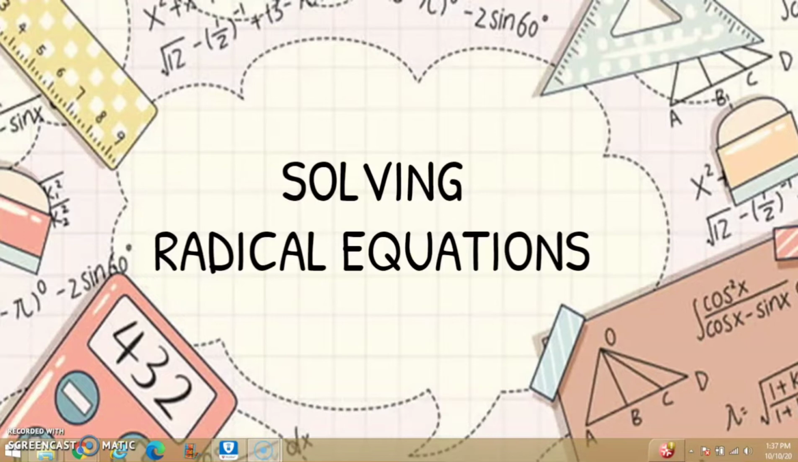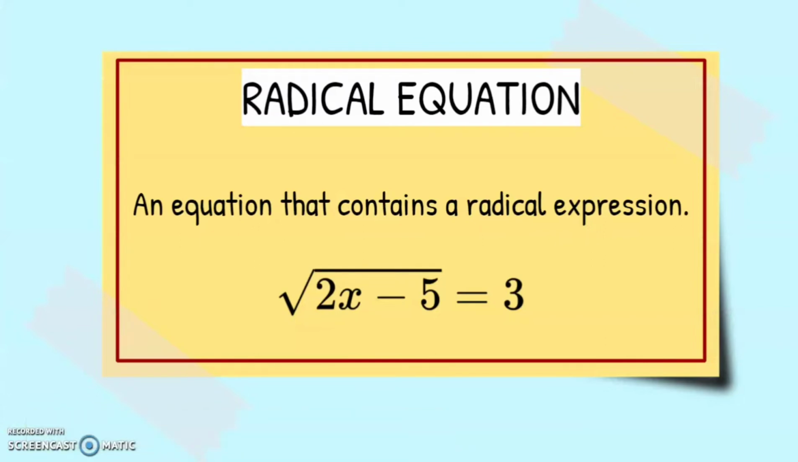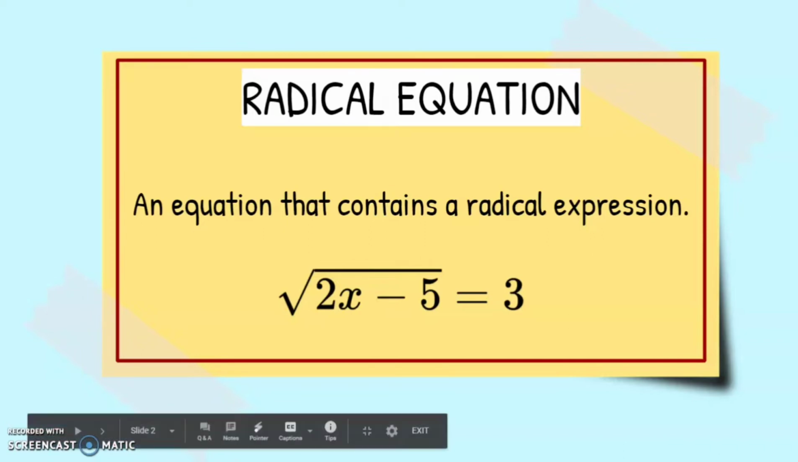But before that, let's define first what is a radical equation. A radical equation is an equation that contains a radical expression. As you see on the screen, square root of 2x minus 5 equals 3 is an example of a radical equation since it has an equal sign and it contains a radical expression, which is square root of 2x minus 5.